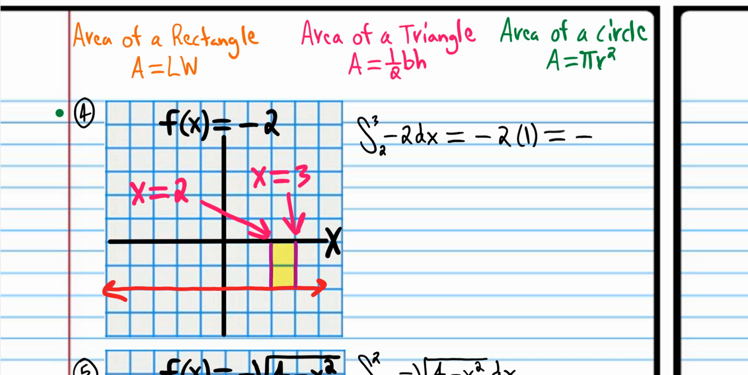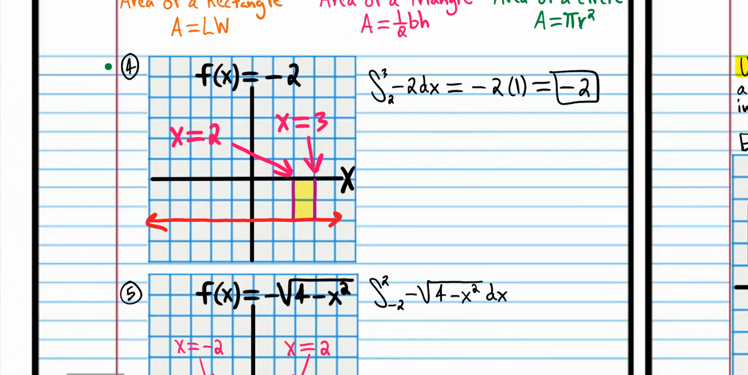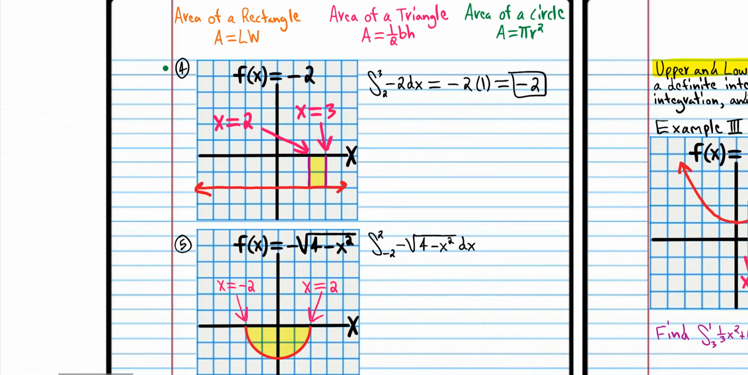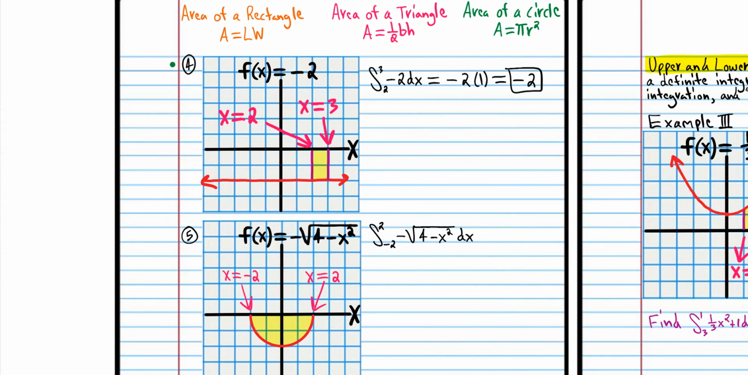Okay, we're back. So we have negative 2. If you got that right, excellent. So go ahead and try number 5. Again, don't use the fundamental theorem of calculus. Use your area formulas. So try number 5. When you come back, we'll do it together.